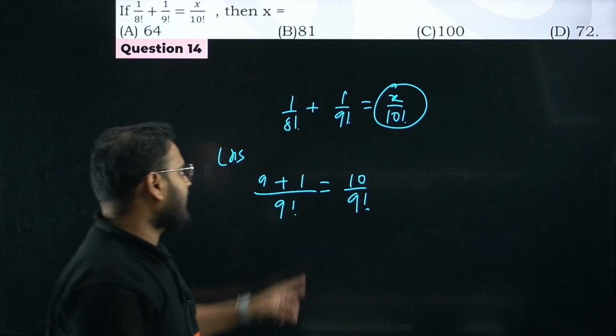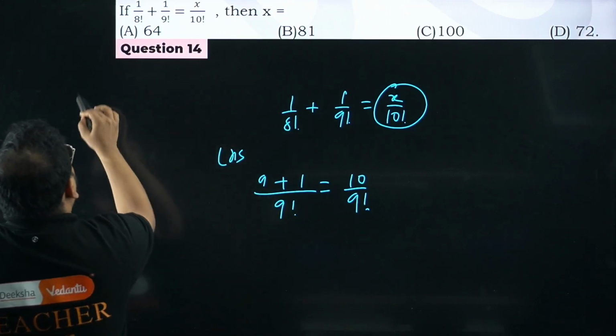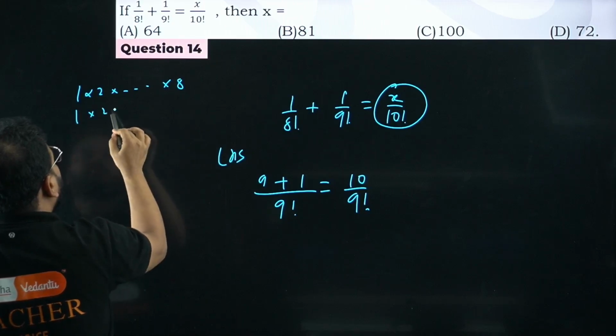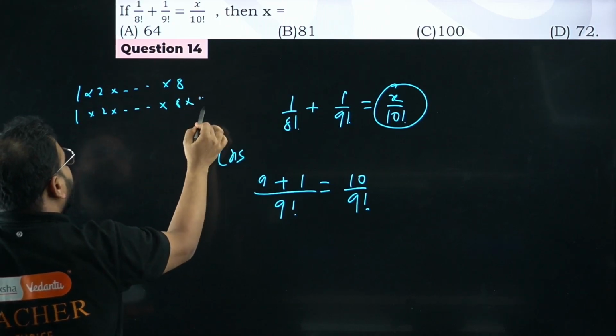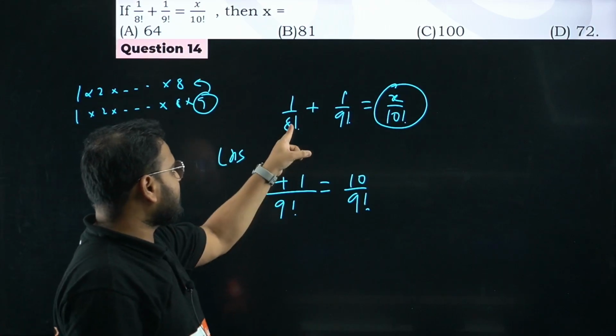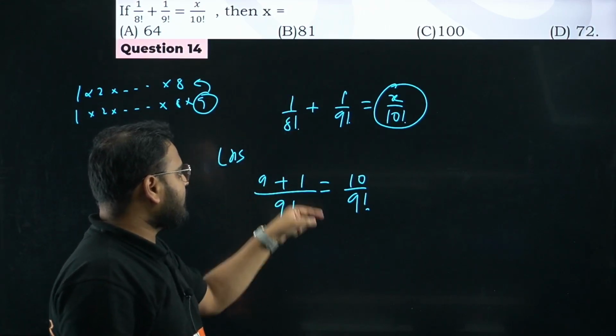How come, sir? What is 8 factorial, bacha? 1 into 2 into something like this till 8. What is 9 factorial, bacha? 1 into 2 into something like this till 8 into 9. Okay, so what is missing in this part? Only 9 is missing. That's why I multiplied this with 9. So in the numerator, 9 plus 1 is 10.